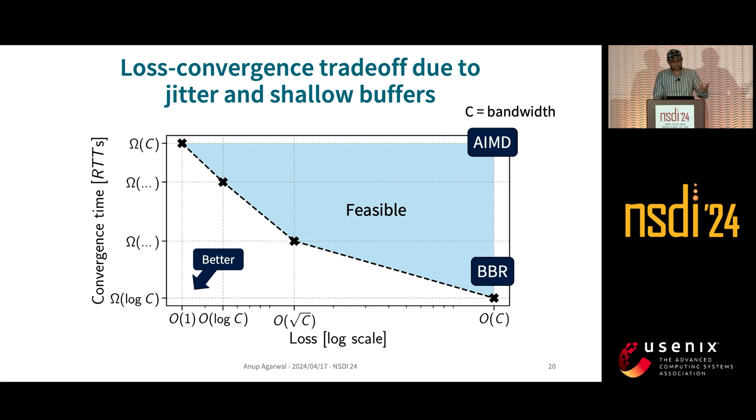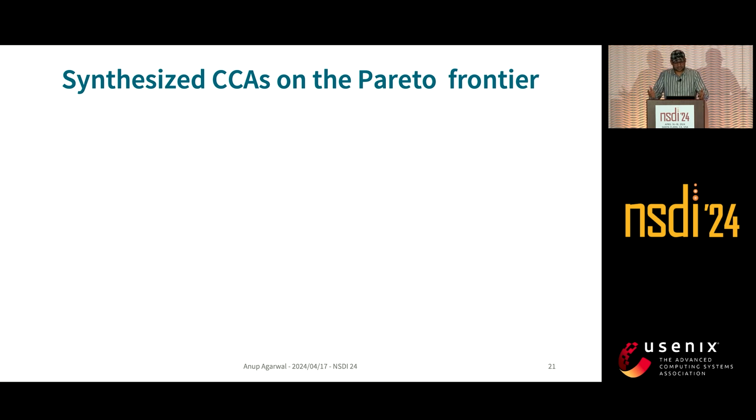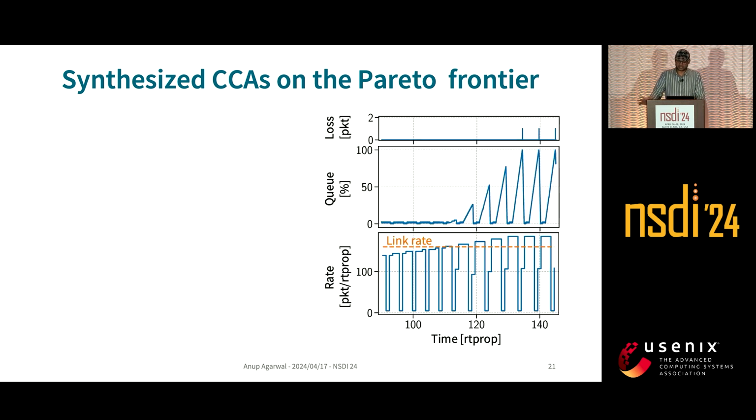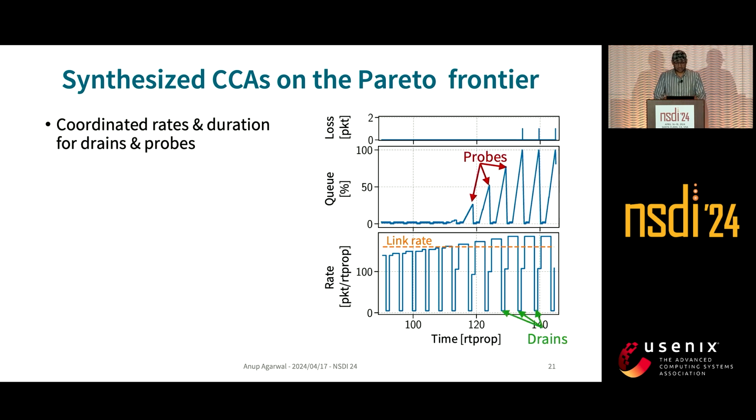And so we asked our synthesis tool, can we systematically build CCAs on different points of the Pareto frontier? The answer is yes. Our synthesis tool automatically builds congestion control algorithms that meet the Pareto frontier. We implemented some of these CCAs, and here I've shown the time series of rate decisions and queue occupancy and losses caused by one of the CCAs. To meet the trade-off, the congestion control algorithm precisely controls when and how long it's going to probe for bandwidth and drain the queue.